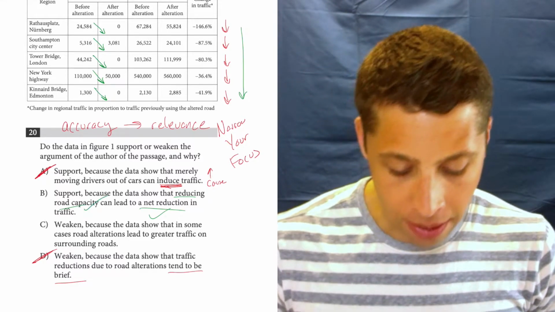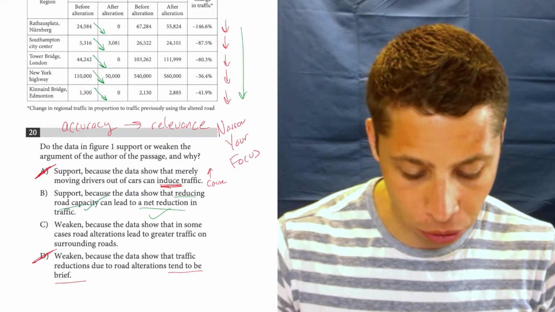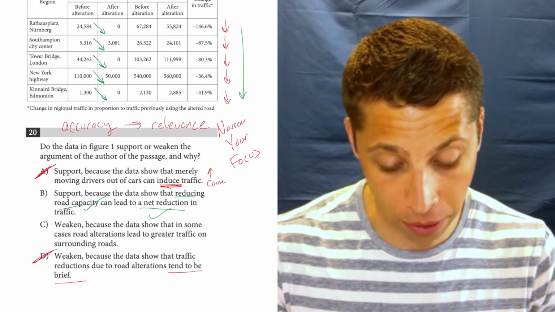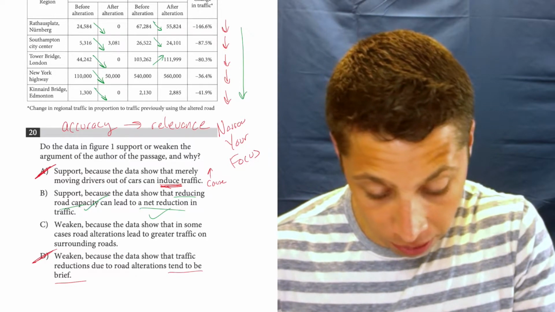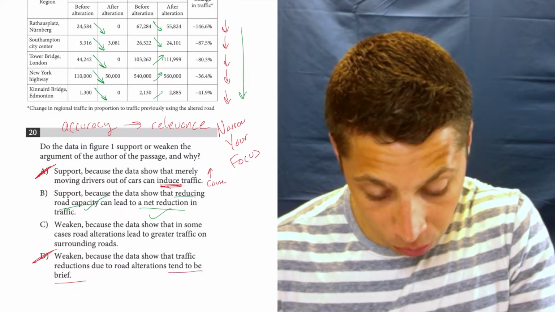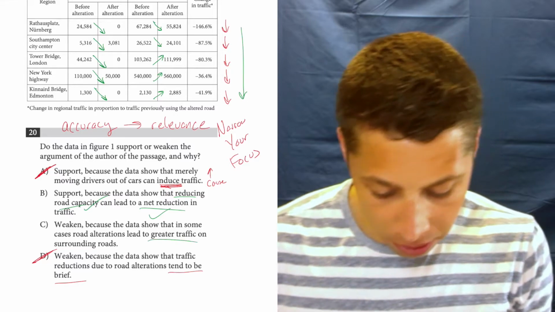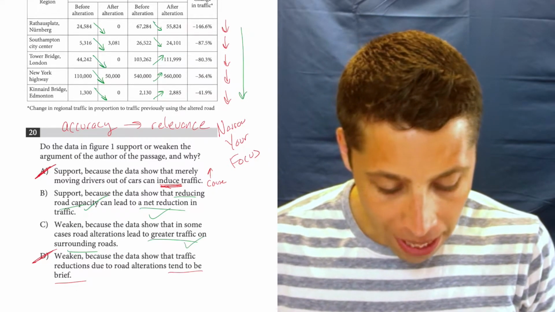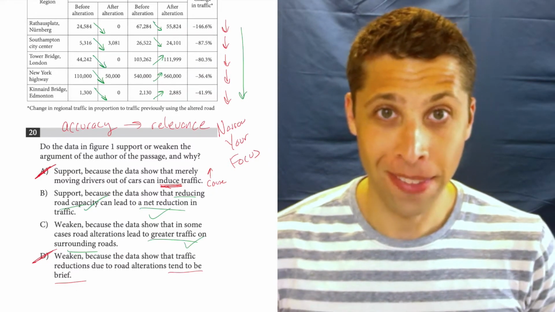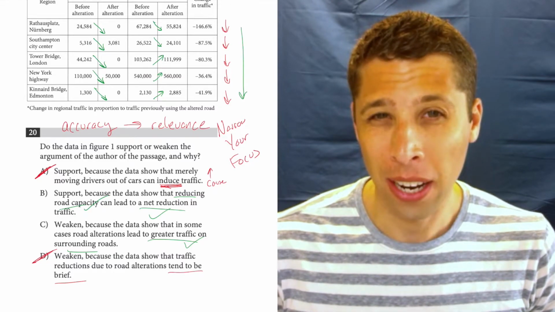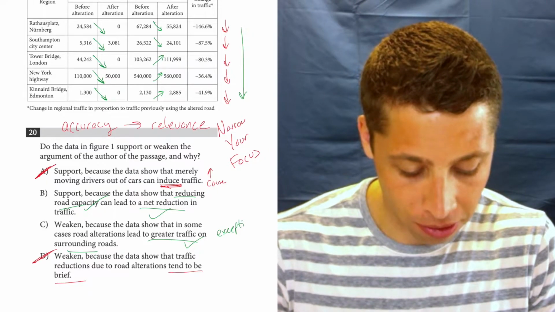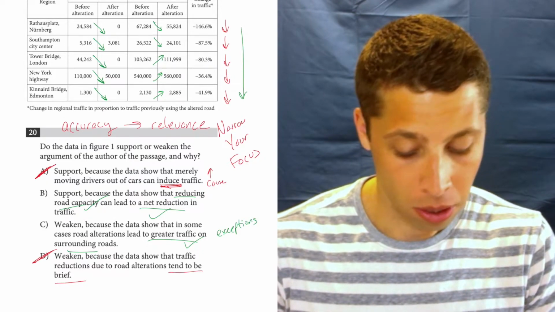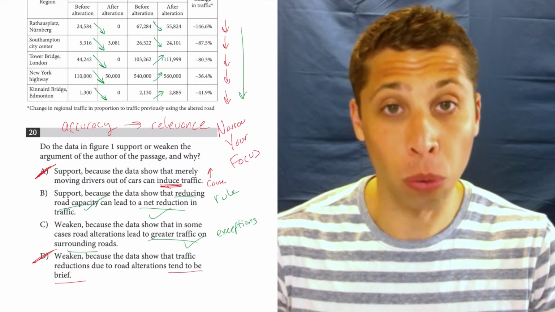Choice C. The data show that in some cases, road alterations lead to greater traffic on surrounding roads. Well, that is kind of true. This one's an increase. This one's an increase. This one's an increase. So that does seem true. But now we have to think about the big picture. And in terms of the big picture, choice C is really talking about some exceptions to the rule, whereas B is talking about the rule.